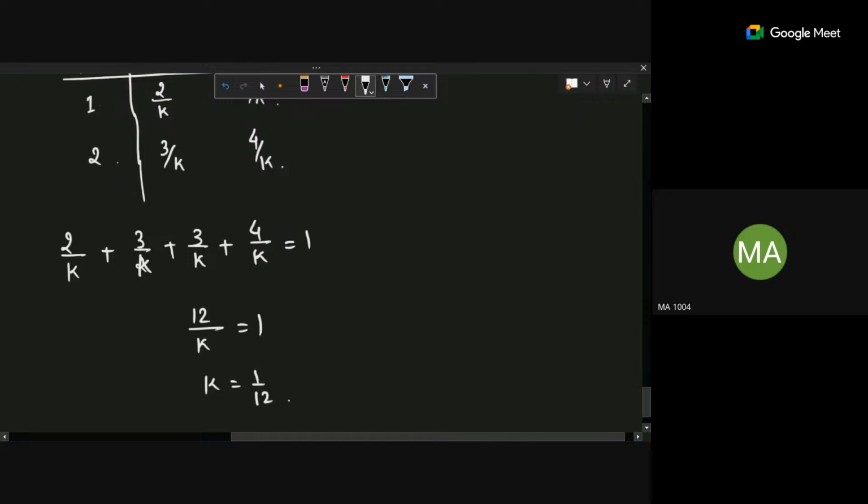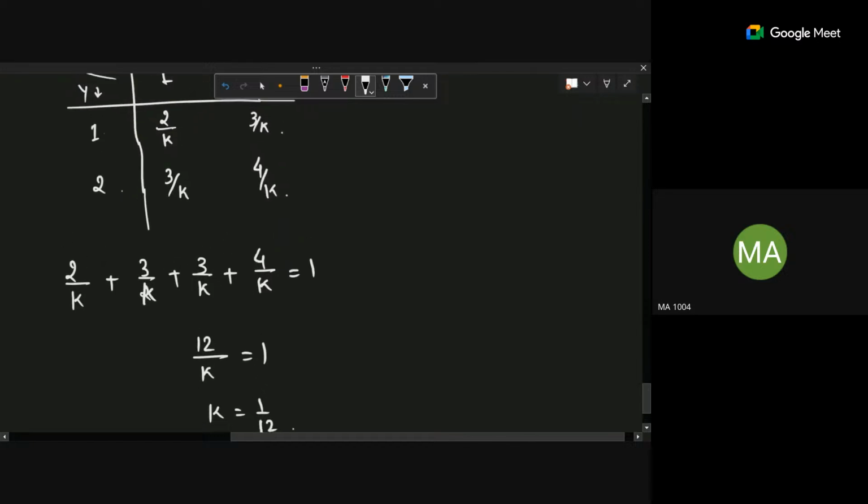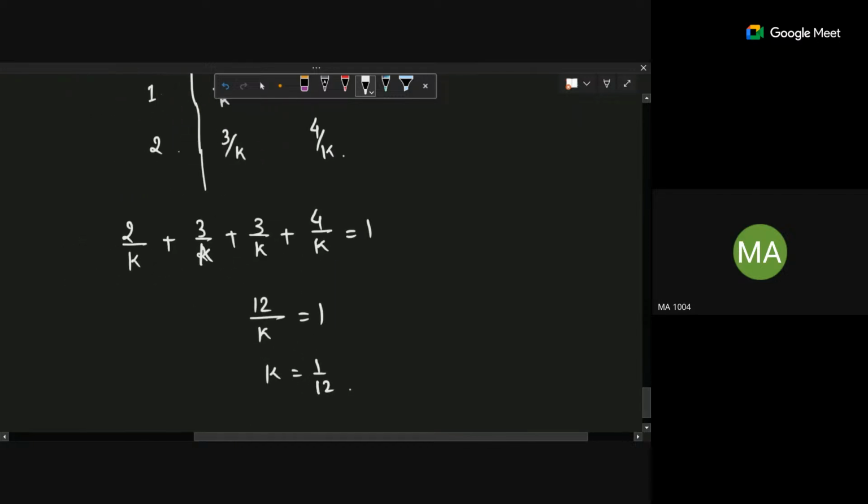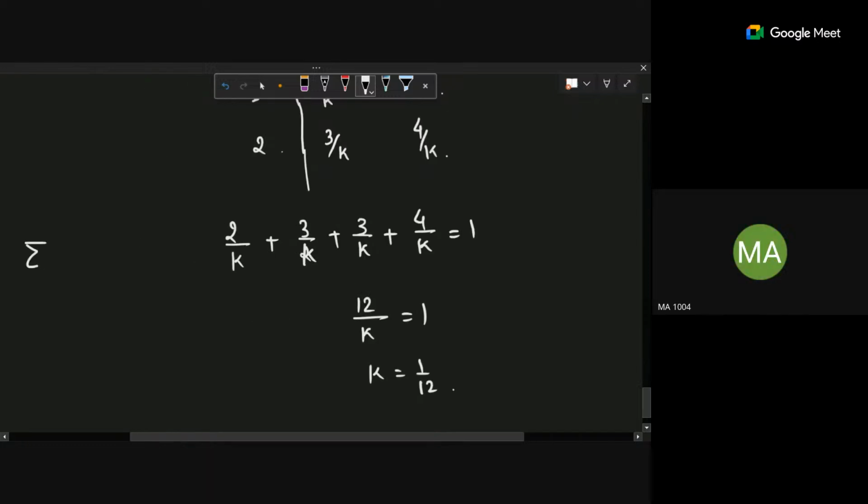Okay. Why can I say all these things are correct? Because we know that the summation of, or total probability, should be equal to 1.